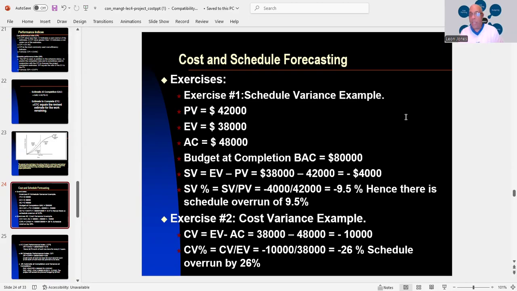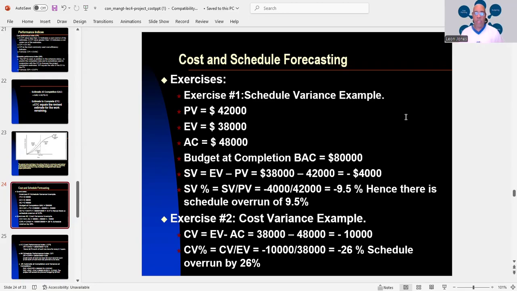Well, what does that mean? Now we have an overrun. So what we do, we take that SV, which is the schedule variance, and we divide it by the PV. So we take the negative 4,000 and divide it by 42,000. We get a negative 9.5%. Hence, there is a schedule overrun of 9.5%.